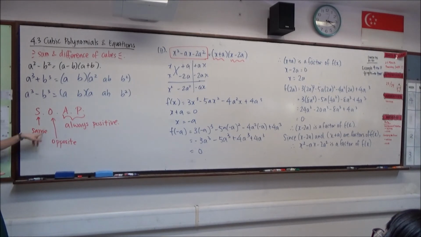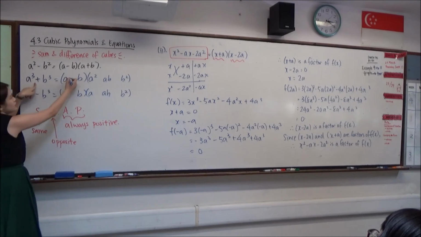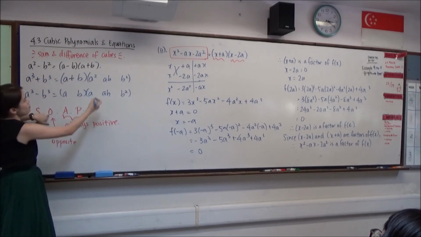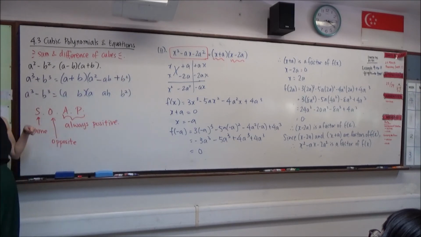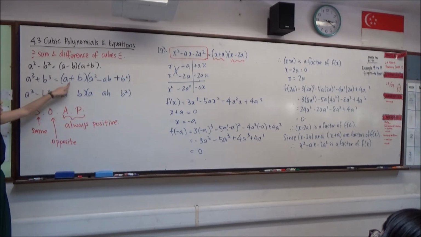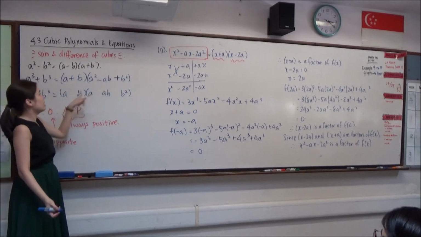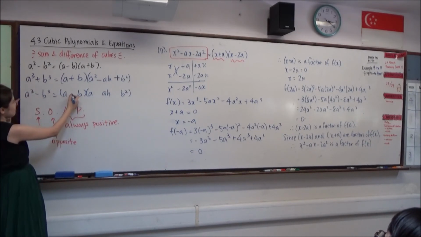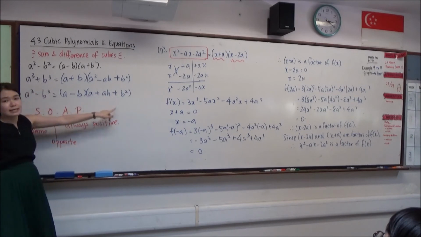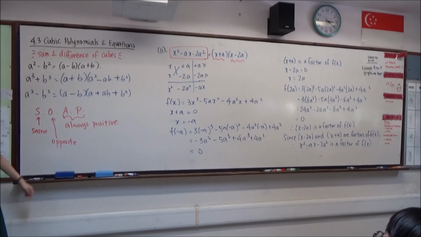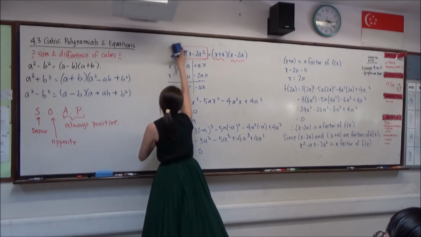Same means that this operation here will be the same as this one, so this is a plus. O means opposite. AP always positive. So it matches accordingly. Likewise, this one: same, negative, opposite, positive, always positive, plus. I'll explain to you why this happens.